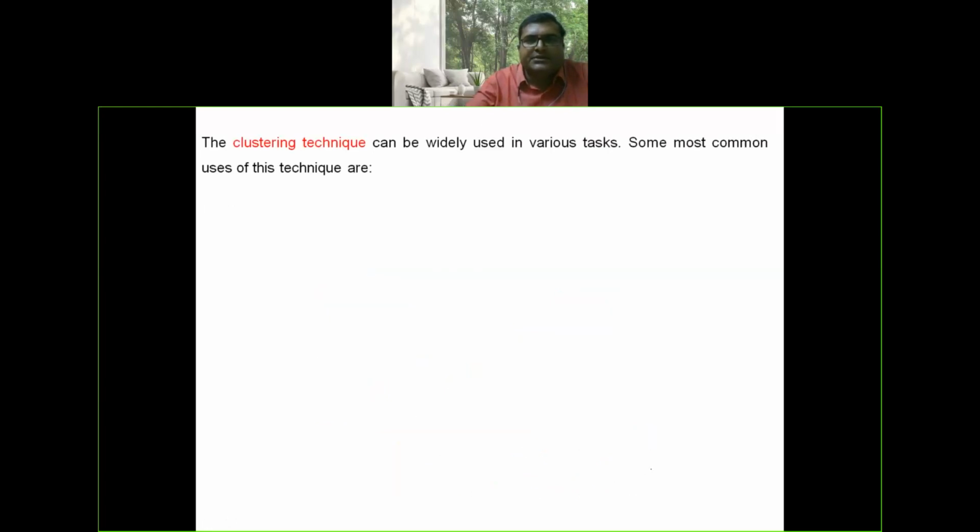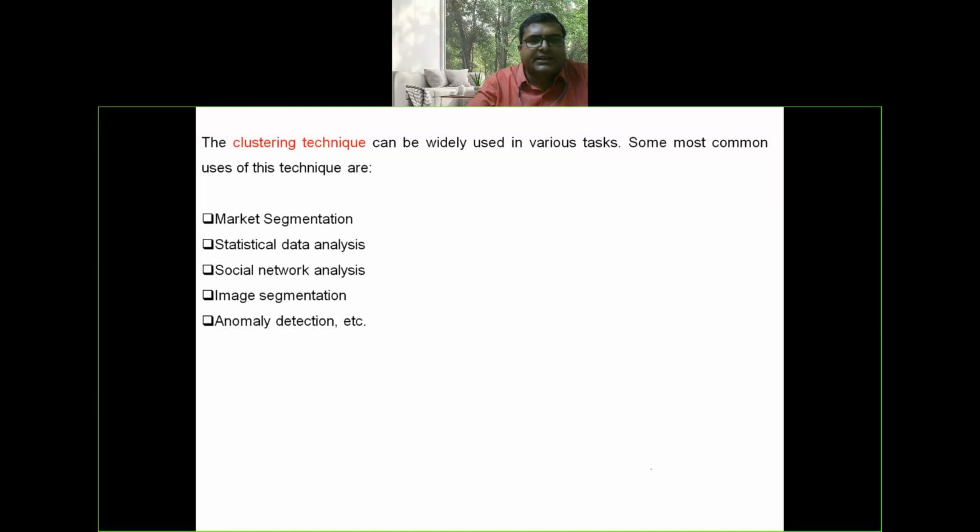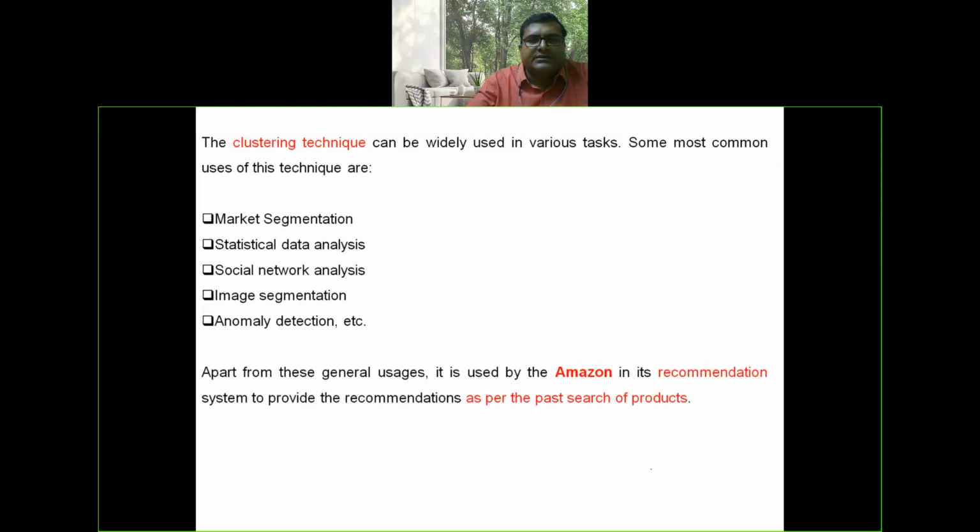The clustering technique can be widely used in various tasks. Some of the most common uses of this technique are market segmentation, statistical data analysis, social network analysis, image segmentation, anomaly detection, etc. Apart from these general uses, it is used by Amazon in its recommendation system to provide recommendations as per the past search of products. Netflix also uses these techniques to recommend movies and web series to its users as per the watch history.